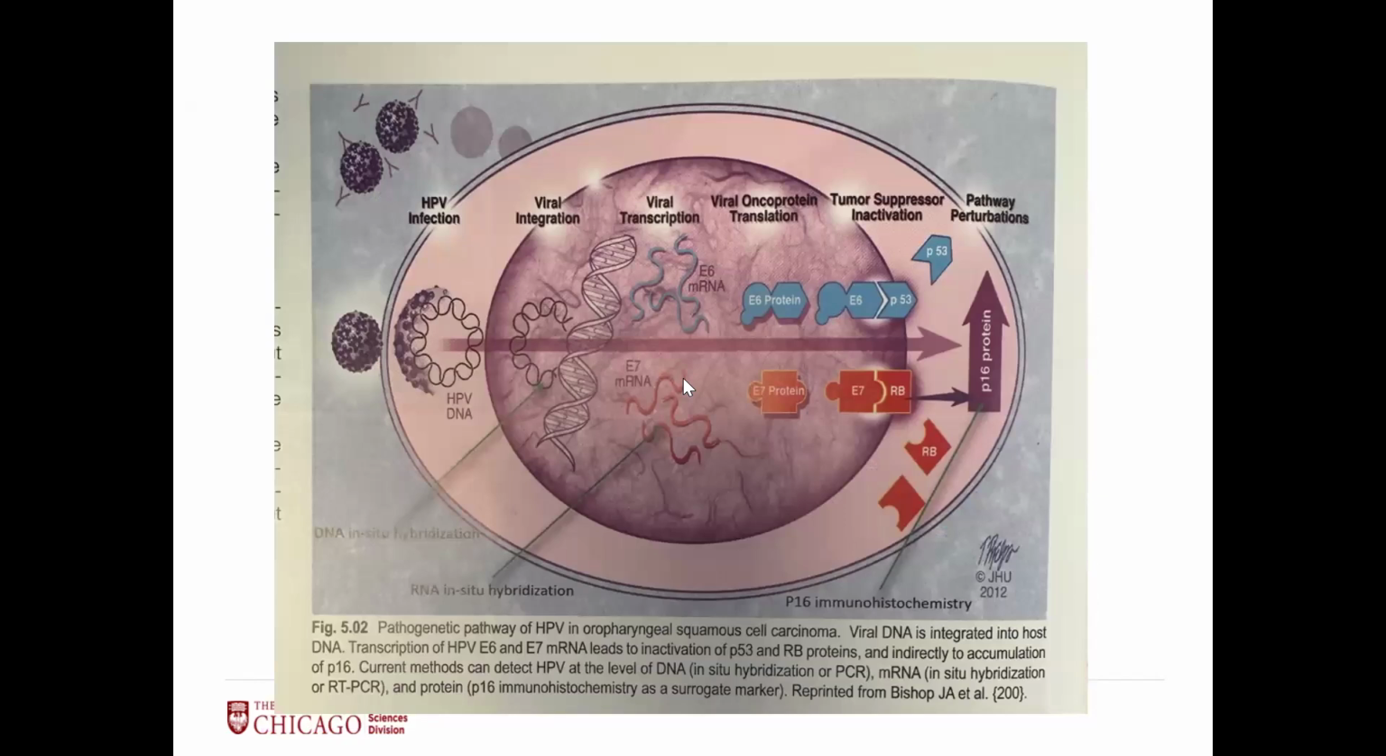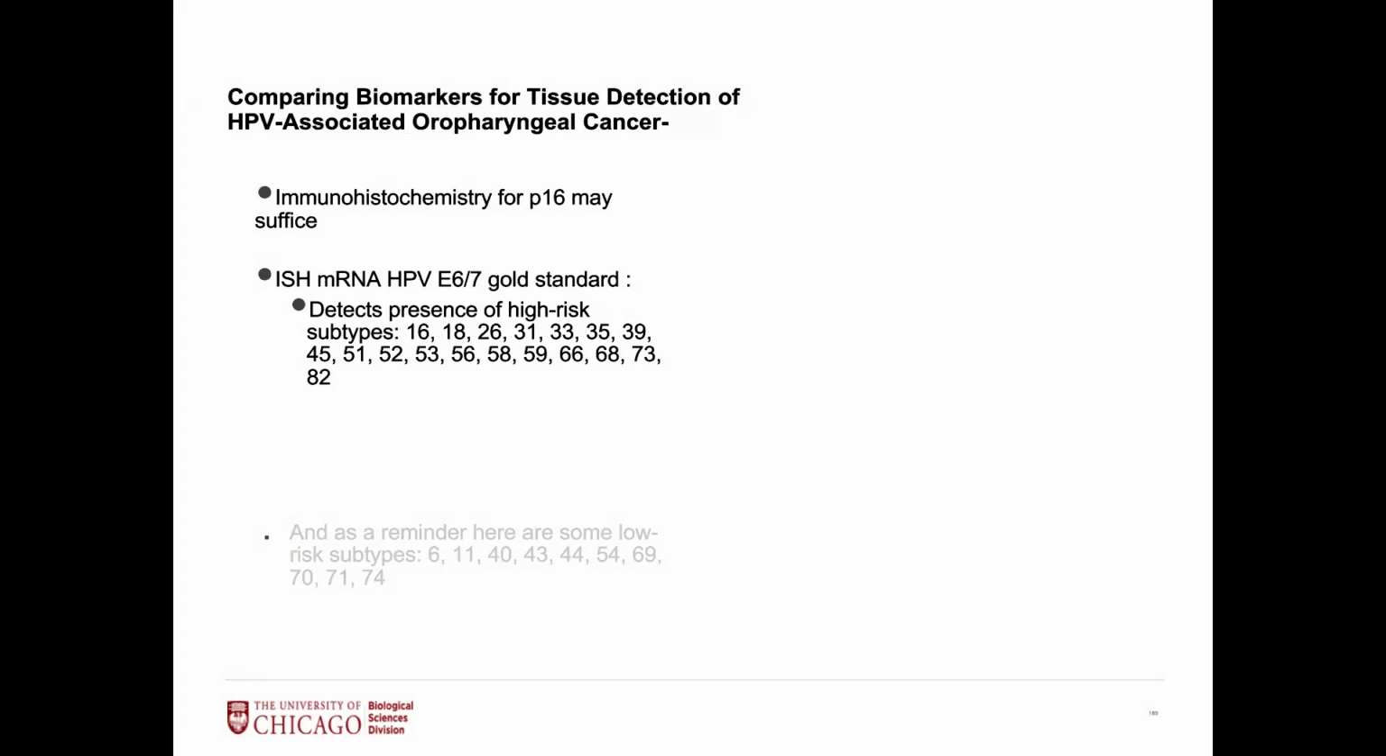How does this happen? The HPV virus integrates itself into the DNA, and then HPV E6 and E7 mRNA leads to inactivation of p53 and Rb. E6 leads to inactivation of p53, E7 leads to inactivation of Rb, and p16 protein is upregulated. Because p16 is upregulated, we can use p16 immunohistochemistry to look for that upregulation. Fantastic, right? So sometimes the immunohistochemistry for p16 is enough.